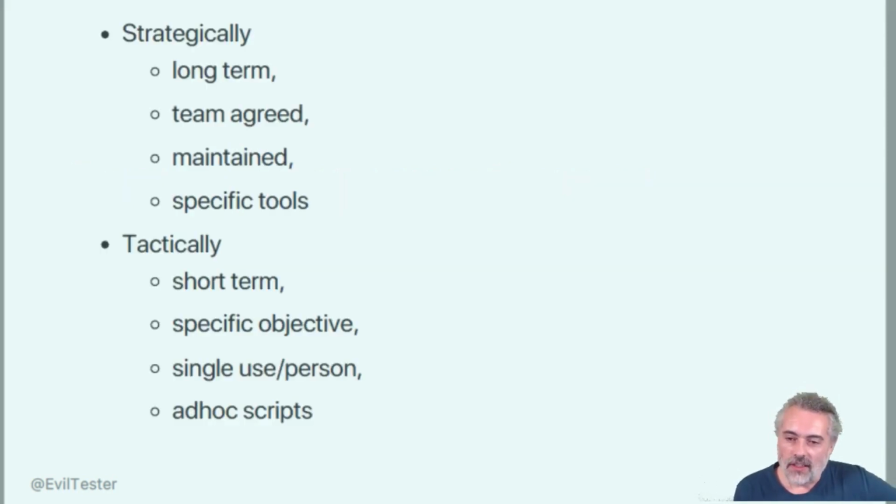Now, one of the most important things, I think, in terms of distinctions is between strategic or tactical automating. When you are learning how to automate, the temptation is going to be to jump to strategic automation too quickly. So by strategic automation, I mean writing lots of code, writing lots of tests. It's long term. It's going to be in continuous integration. It's stuff we have to maintain and keep running. We'll be using specific libraries and specific tools because we've agreed on them as a team.